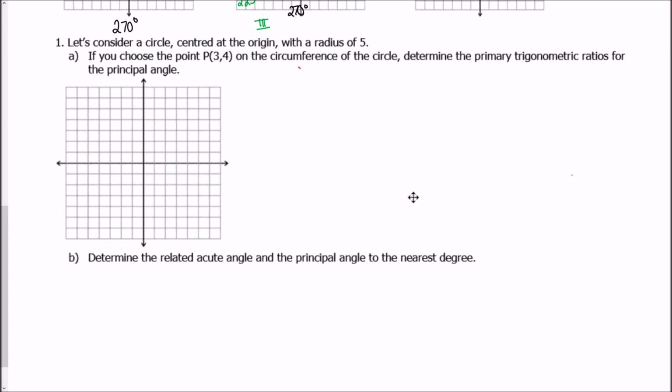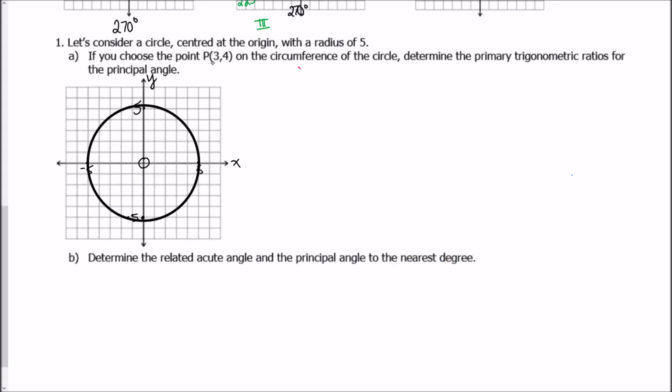It says, let's consider a circle centered at the origin with a radius of 5. So I'm going to call this x, I'm going to call this y. We've got 0 here. I've got 5 up here, 5 all around, and these are going to be points on my circle, and I'm going to go ahead and draw my circle. Try to draw your circle as best as you can.